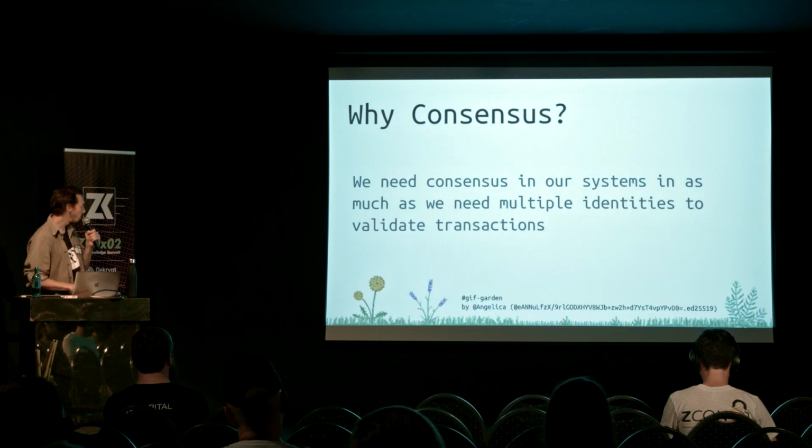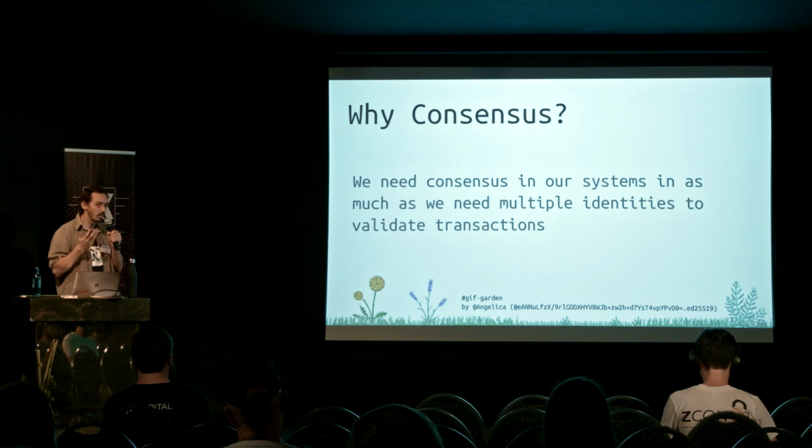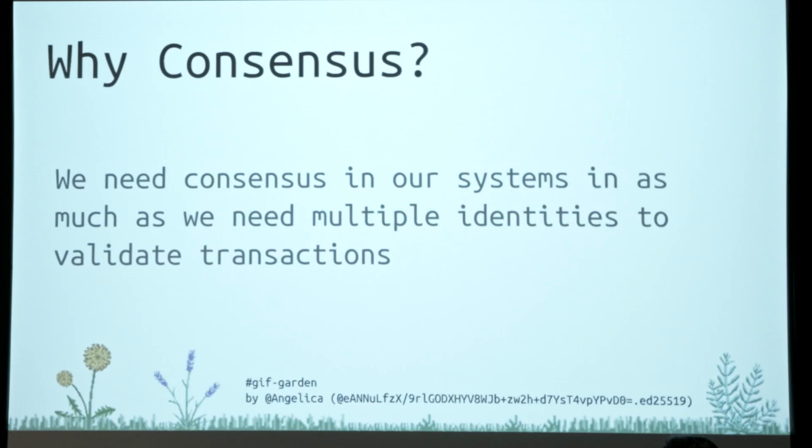So to start off, let's look at Scuttlebutt and ask ourselves what this thing is before we go into some of the ways that they're operating. To motivate that, I want to pose a first question: why is it that we even talk about consensus within the decentralized ecosystem that we're talking about today? One way of framing it is that we need consensus in our systems in as much as we need multiple identities to validate transactions.